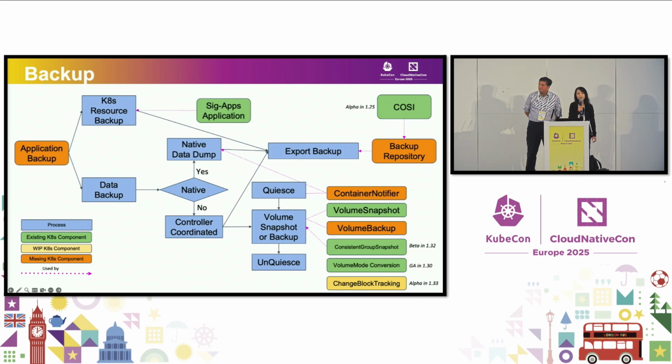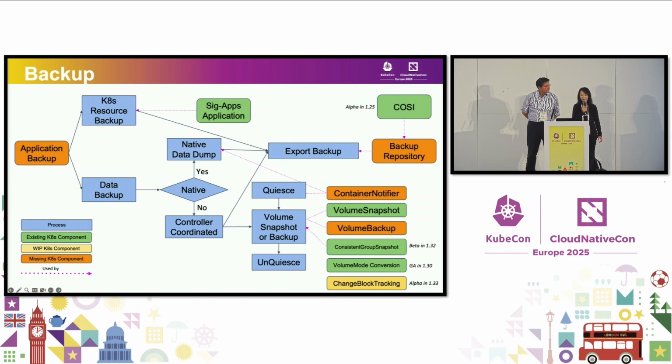This figure shows the backup workflow with missing and existing building blocks in Kubernetes. The blue color shows the process. The green color shows existing Kubernetes components. Yellow means it is work in progress. Orange means it is a missing Kubernetes component.